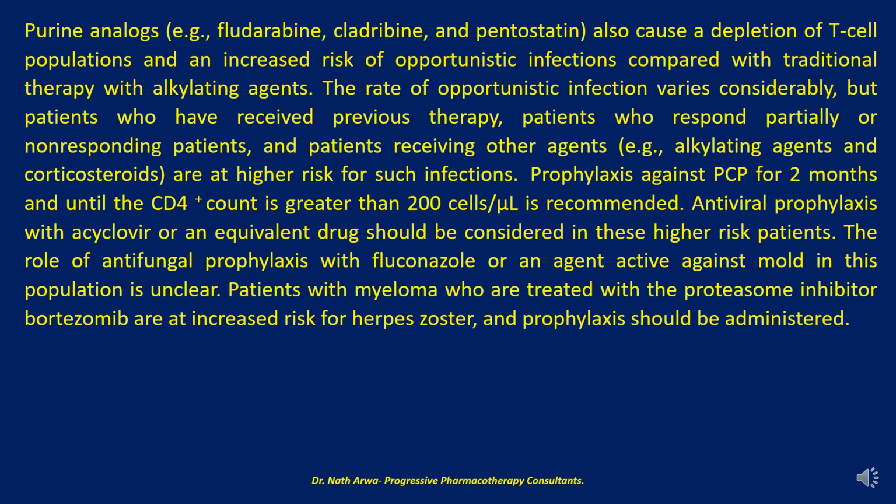Purine analogues, e.g., fludarabine, cladribine, and pentostatin, also cause a depletion of T-cell populations and an increased risk of opportunistic infections compared with traditional therapy with alkylating agents. The rate of opportunistic infection varies considerably, but patients who have received previous therapy, patients who respond partially or non-responding patients, and patients receiving other agents, e.g., alkylating agents and corticosteroids, are at higher risk for such infections. Prophylaxis against PCP for 2 months and until the CD4+ count is greater than 200 cells per microliter is recommended. Antiviral prophylaxis with acyclovir or an equivalent drug should be considered in these higher risk patients. The role of antifungal prophylaxis with fluconazole or an agent active against mold in this population is unclear.